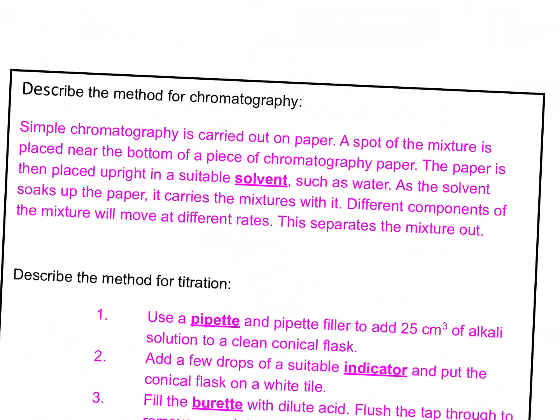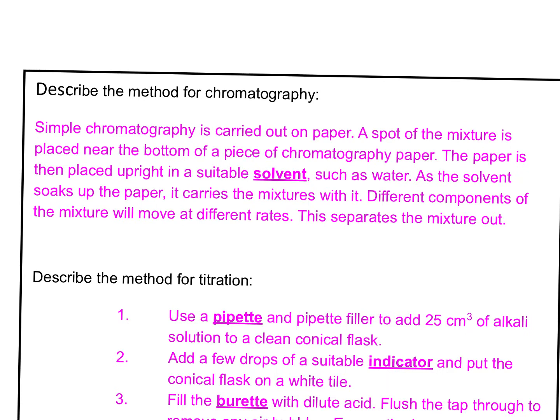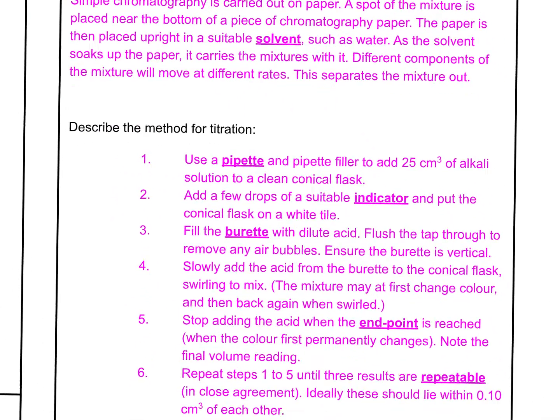Up here then, describe the method of chromatography, okay. Simple chromatography is carried out on paper. A spot of the mixture is placed near the bottom of a piece of chromatography paper. The paper is then placed upright in a suitable solvent, such as water. The solvent soaks up the paper, it carries the mixture with it. Different compounds of the mixture will move at different rates, okay.